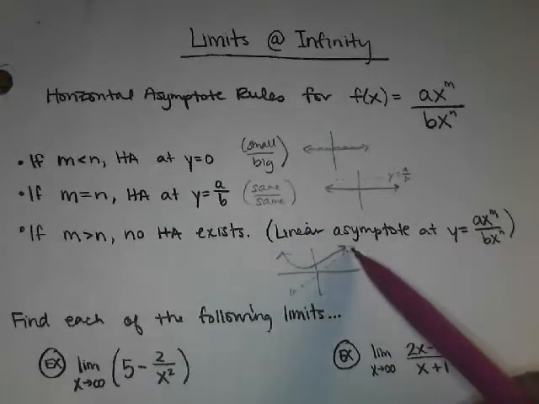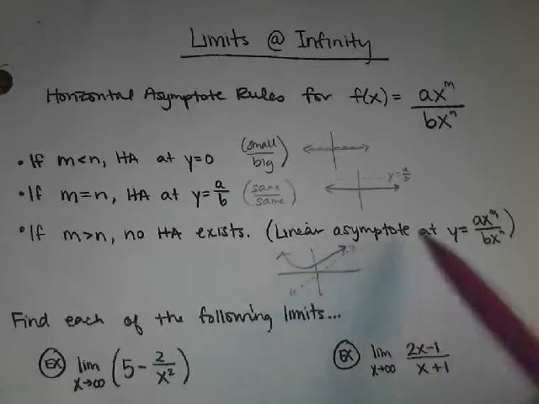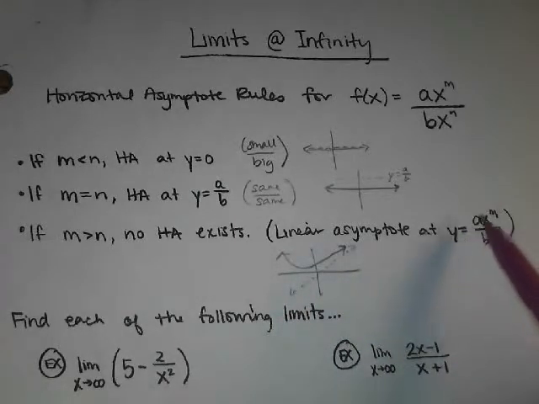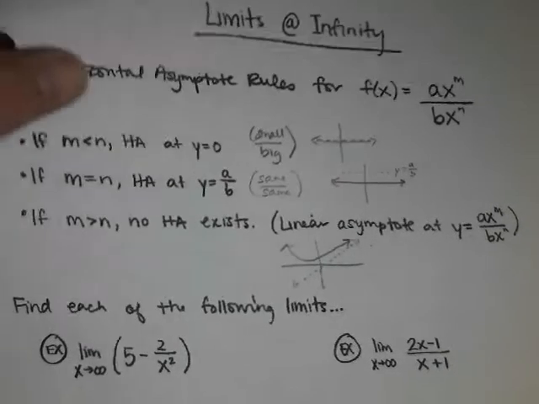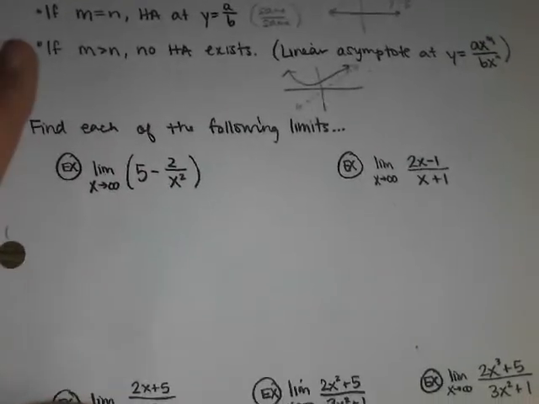And we can find what that line is just by doing long division. If you do long division of your function, you will get the equation for the diagonal asymptote, which I don't know if we get into here, but that's kind of interesting.